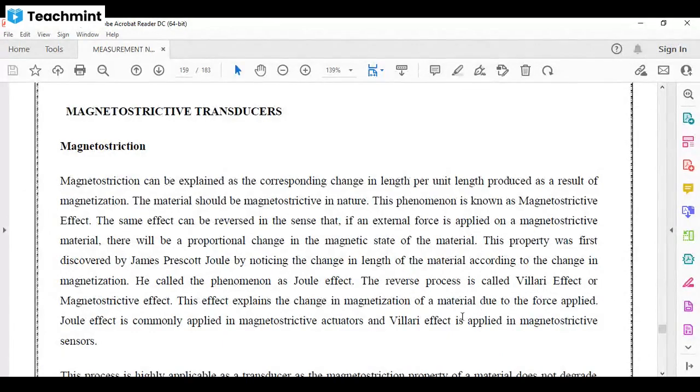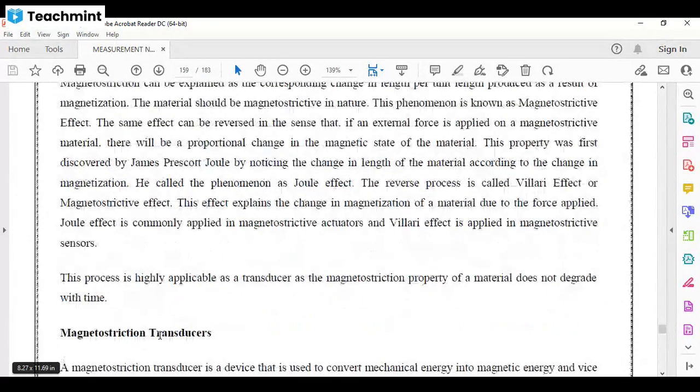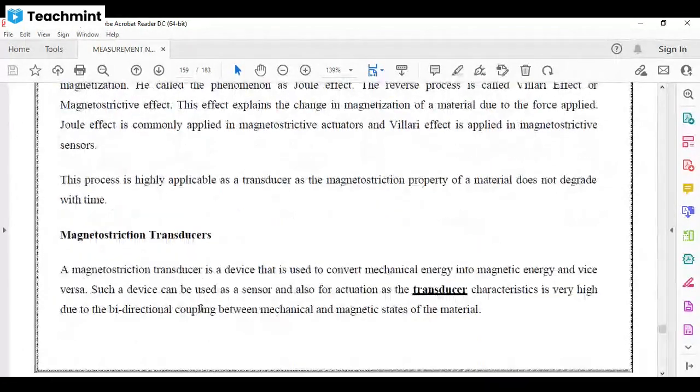This effect explains the change in magnetization of the material due to the force applied. The Joule effect is commonly applied in magnetostrictive actuators, and the Villari effect is applied in magnetostrictive sensors. This process is highly applicable as a transducer because the magnetostrictive property of the material does not degrade with time.